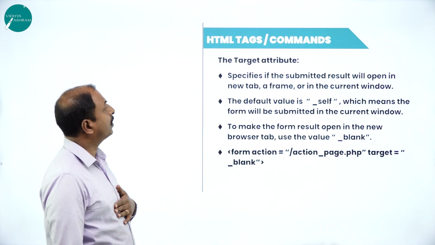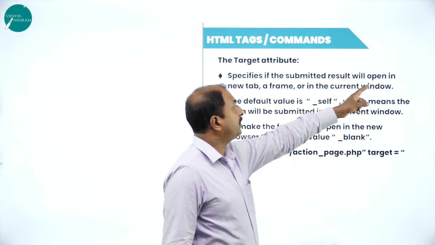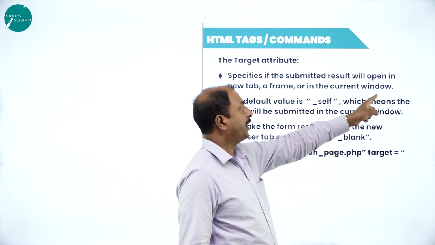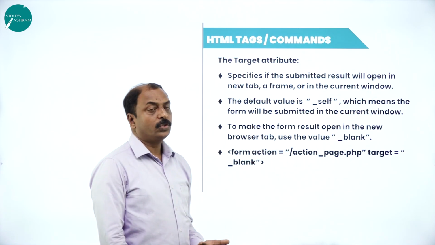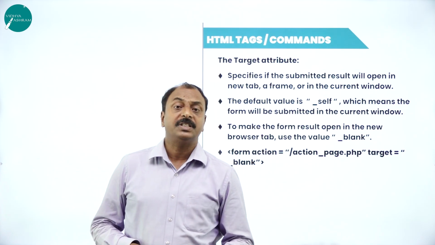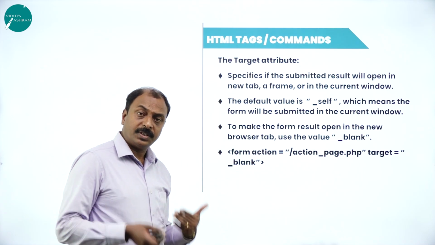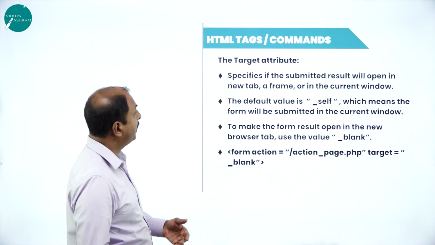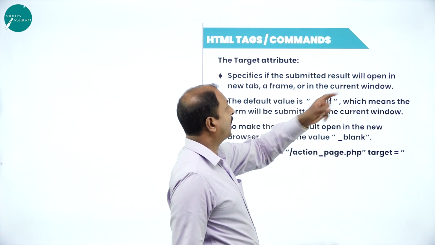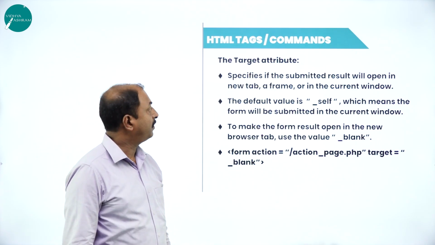Next one is the target attribute. It specifies whether the submitted result will open in a new tab, a frame, or in the current window. What is a target? Once you click on the submit button, where do we have to display the result? That is the target attribute. The result can be displayed in a new tab, a new frame, or in the current window. That is the use of the target attribute.